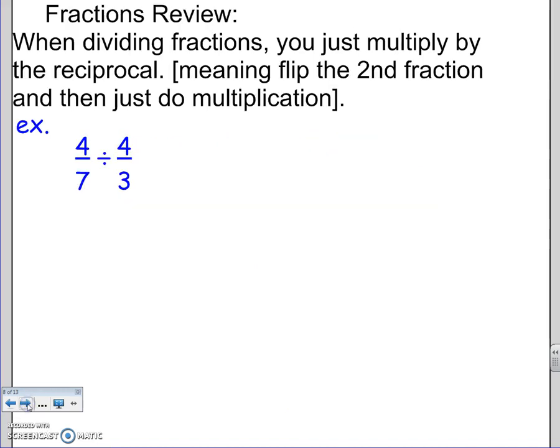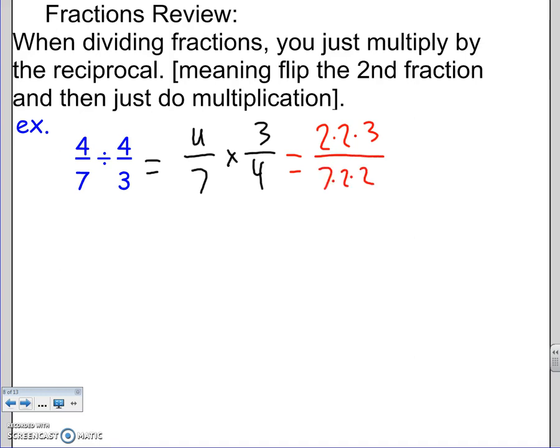All right. Last review: when dividing fractions, you just multiply by the reciprocal, meaning you flip the second fraction and then do regular multiplication. So the fraction 4/7 divided by 4/3 is really the same thing as 4 over 7 times 3 over 4. And just do the correct way, we'll factor them down, 2 and 2, 3 on top, 7 times 2 and 2. Well, cancel the repeats, 2 and 2, 2 and 2. All that's left is 3 over 7. If you check that in a calculator, you would get that.